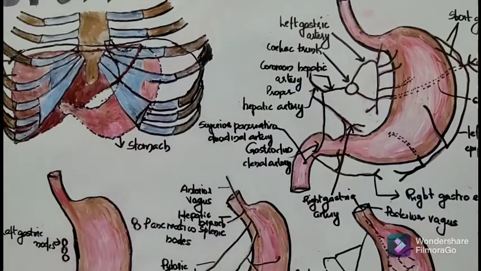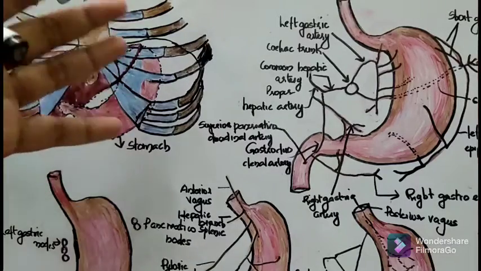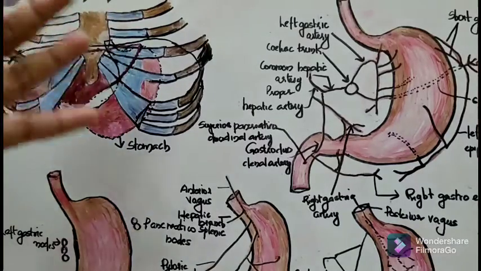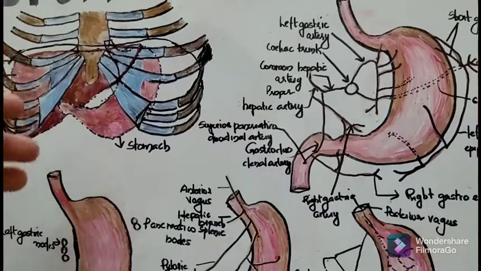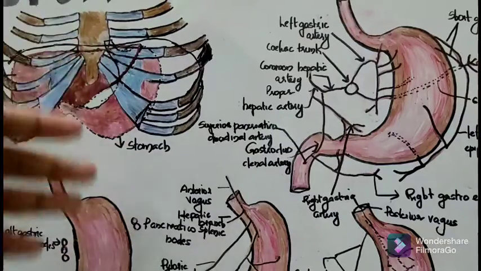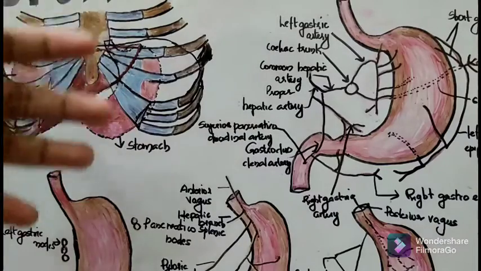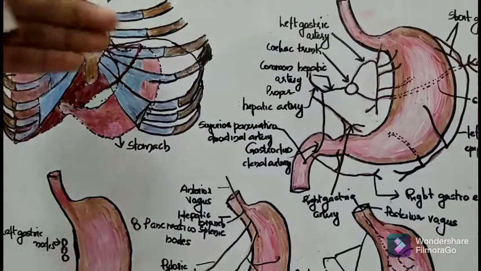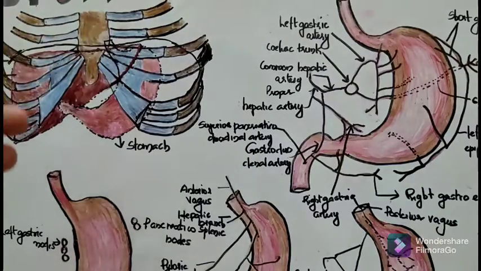Next are the posterior relations, the structures related posteriorly to the stomach. They form the bed of the stomach, and they are separated from the stomach by the lesser sac. We'll go into detail about the lesser sac when we discuss the peritoneal cavity. The posterior bed is formed by the diaphragm.